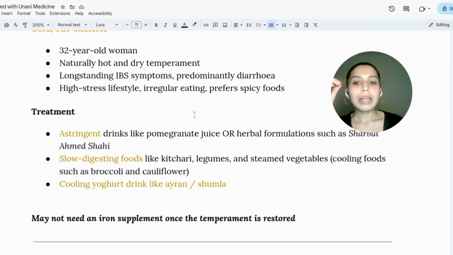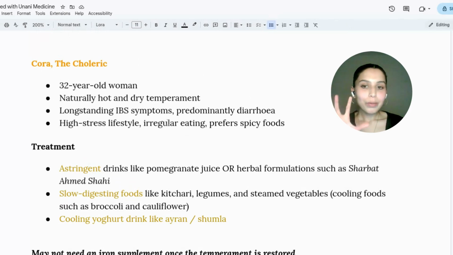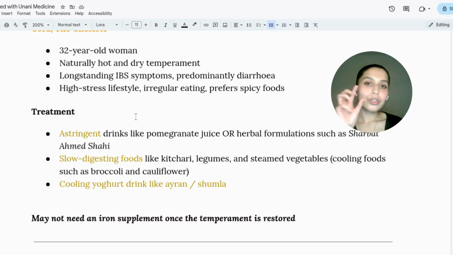So from a Unani perspective, we didn't really target the anemia per se. We simply targeted her temperamental dis-ease, the abnormality. We cooled her down.